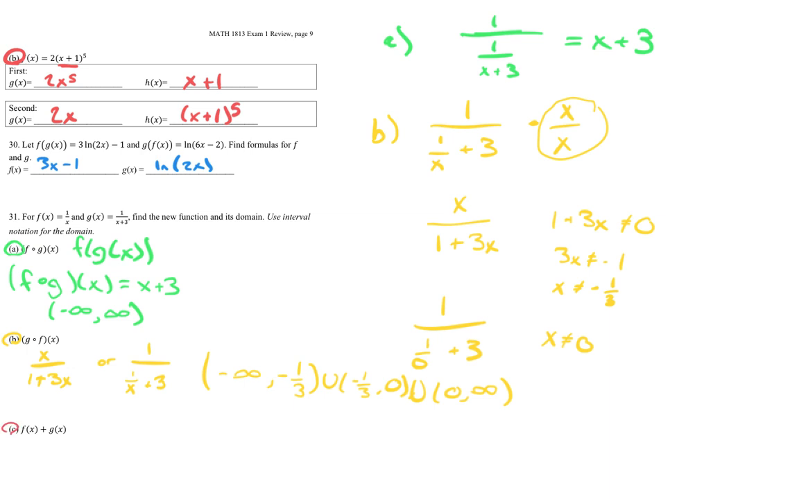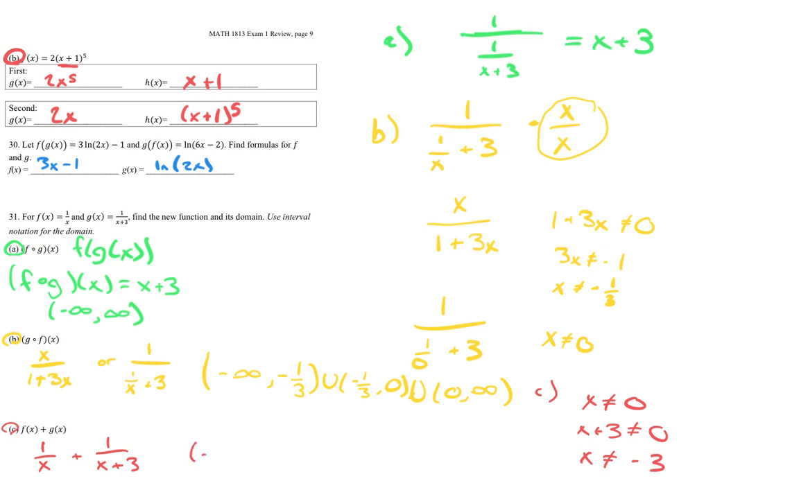Okay, and then for C, f of x plus g of x, we don't have to do anything fancy. It's just f of x plus g of x. So now we just need to find our domain. So again, we can't get 0 in our denominator, so x cannot equal 0. And we also get that x plus 3 cannot equal 0. So x cannot equal negative 3. So our domain is all real numbers except those two.